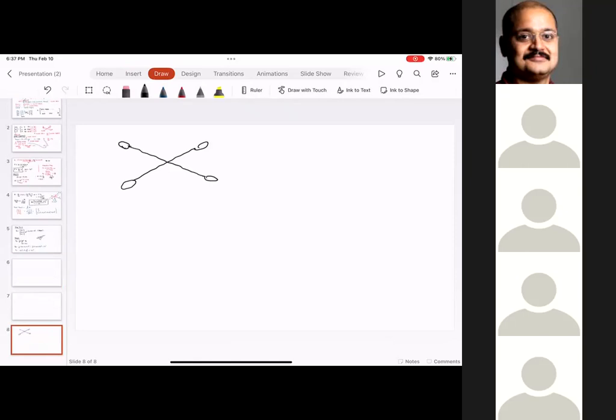This is our quadcopter, and I'm going to call the rotors 1, 2, 3, 4. This is my z axis. So basically this is my yaw. Torque in the yaw direction is going to be B times omega 1 square minus omega 2 square plus omega 3 square minus omega 4 square.